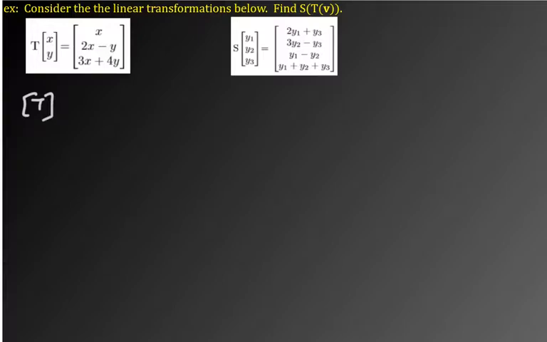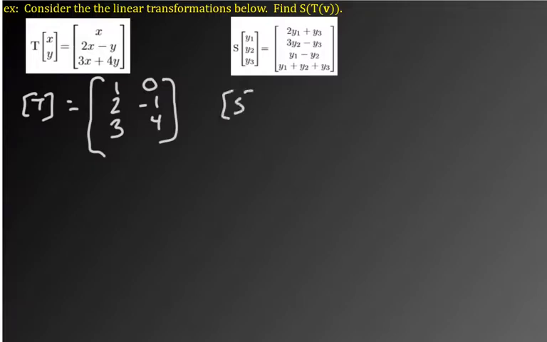You put a little box around T, its transformation. Since you have two variables in here, you know that you're going to have an X and a Y column. The first column needs to be all the X stuff, so we'd have 1, 2, 3. And then the Y stuff: there's no Y in the first one, and then -1, and then 4. So that's the standard matrix for T.